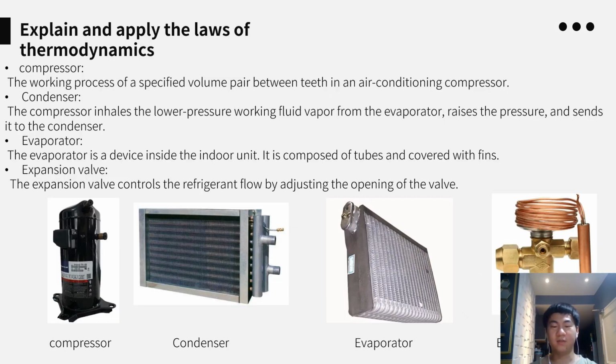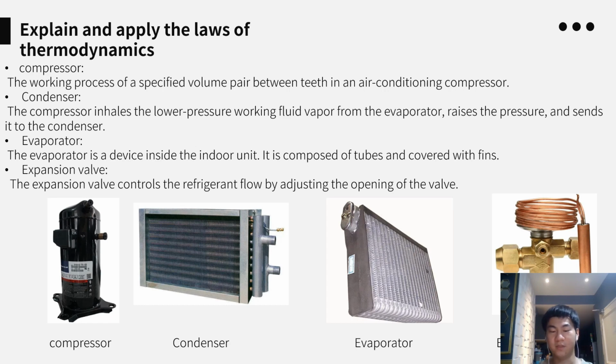The first part is the compressor. In the working process, a specified volume of gas enters the air conditioner compressor. The internal and external threads rotate to meet each other. The side where the gas is compressed is called the high pressure zone. Instead, when the screws are turned away from each other, the teeth continue to expand in size and are in the inhalation stage, which is called the low pressure zone.